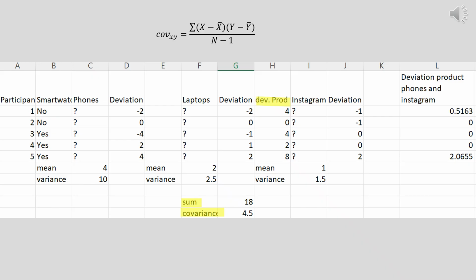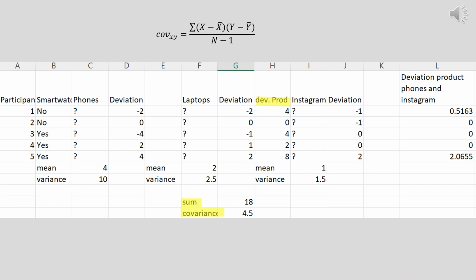And then you have to add all those deviation products together. So that's the little sum column over there, or row rather. The sum was 18. But that's just the numerator. That's the sum of the deviation products. You have to divide that by n minus 1. So you would take 18 and divide it by 4, because there's 5 people total. 5 minus 1 is 4. 18 divided by 4 gives you a covariance of 4.5.